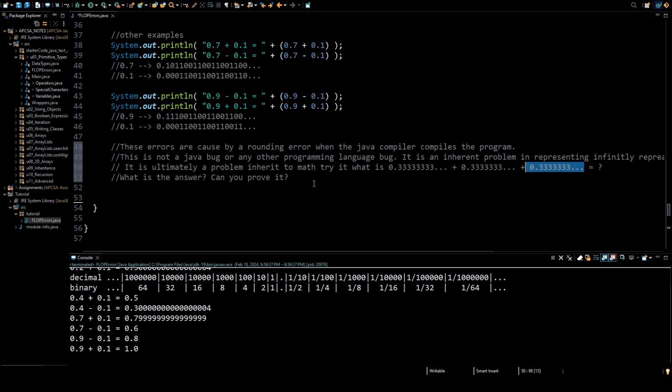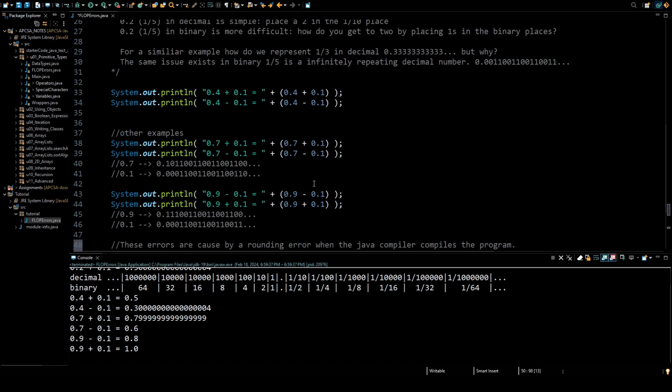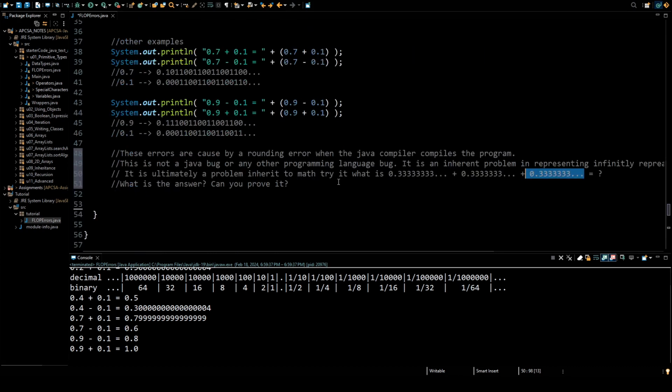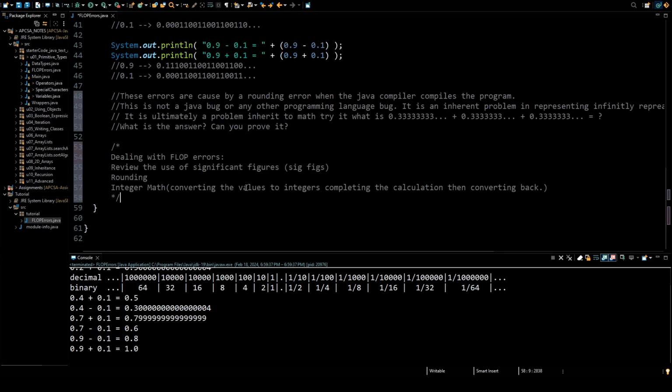So floating point errors are something we need to watch out for and learn how to deal with. There are some options for dealing with floating point errors. One of them is to review significant figures and round. If you have learned about significant figures in some of your other classes, this is how many decimal points you actually need in the number, and round. For example, if we cut off or round some of these values, we end up with the answer we're looking for.